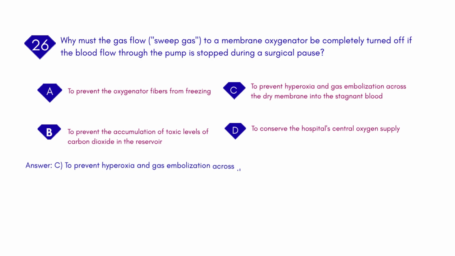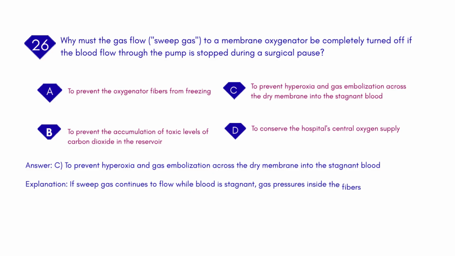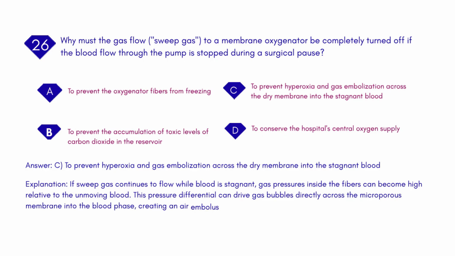Answer: C. To prevent hyperoxia and gas embolization across the dry membrane into the stagnant blood. Explanation: if sweep gas continues to flow while blood is stagnant, gas pressures inside the fibers can become high relative to the unmoving blood. This pressure differential can drive gas bubbles directly across the microporous membrane into the blood phase, creating an air embolus that will be pushed to the patient the moment the pump is restarted.